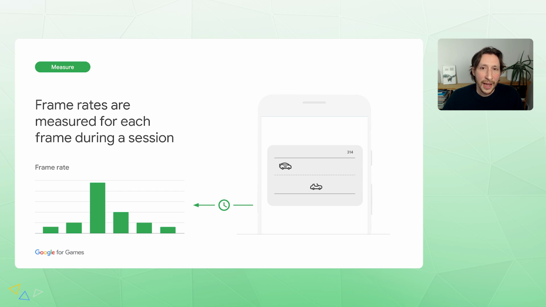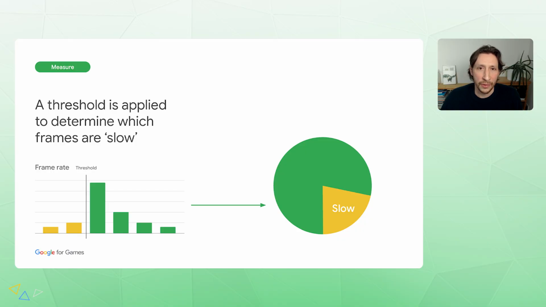During a session, Android Vitals measures the frame rate of all frames, and we keep track of how fast they are rendered. Now, let's talk about how we define a slow session. Many of you probably know this already, but just as a reminder, the key to understanding any frame rate metric is to remember that each frame in a session can render at a different frame rate. So, we tabulate the frame rates over the course of a session, and then we apply a threshold.